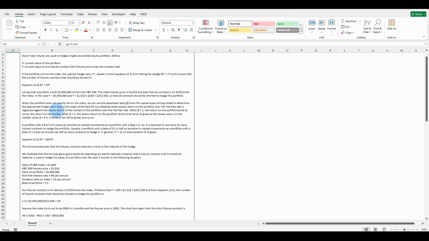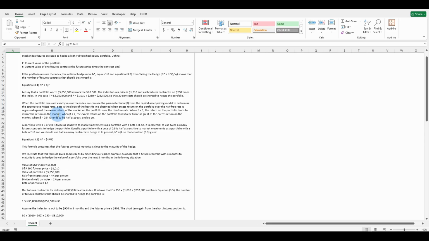When the portfolio does not exactly mirror the index, we can use the parameter beta from the CAPM. If you don't know what CAPM is, let me know and I'll explain it. I'm not going to do that now. The CAPM is used to determine the appropriate hedge ratio. Beta is the slope of the best fit line obtained when excess returns on the portfolio over the risk-free rate are regressed against the excess return of the market over the risk-free rate.